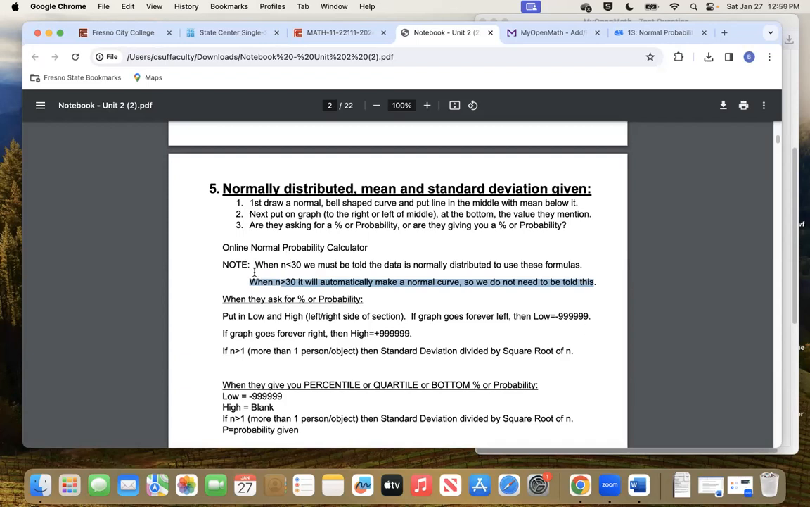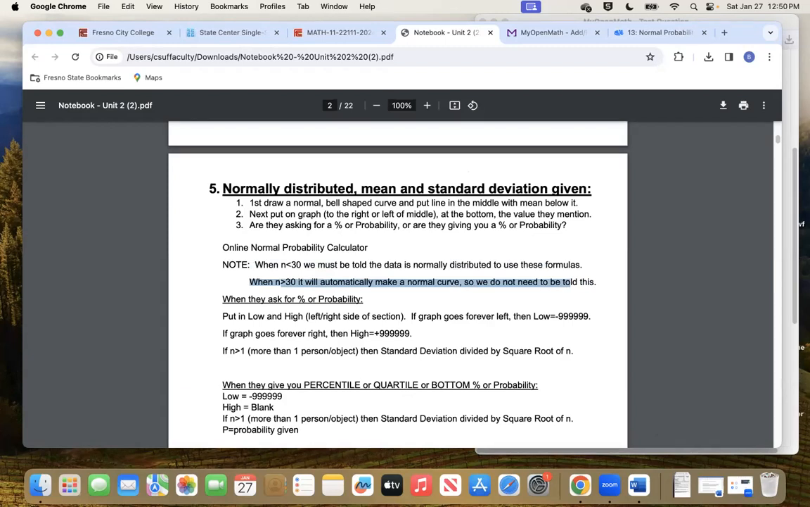That's what this is saying here. When the group is more than 30, it will automatically be bell-shaped, so you don't need to be told it. Whereas if it's less than 30, they must tell you, hey, it's normal, so you can use the normal calculator. Our group is 35, more than 30, so it's automatically going to be bell-shaped. We do not need to be told it. No assumption necessary.